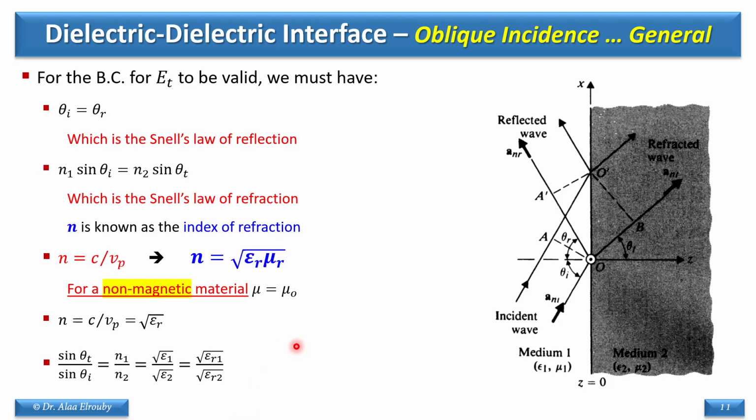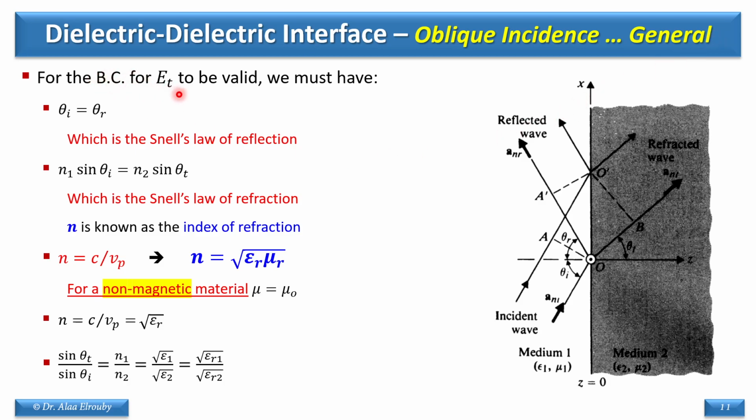So now we'll come to the case of a dielectric interface with oblique incidence. And as we know, the oblique incidence can be with perpendicular polarization, or it can be with tangential polarization. Perpendicular and tangential are with respect to the plane of incidence, which contains the normal to the interface and the direction of the incident field. So anyway, there are some general cases here that we consider.